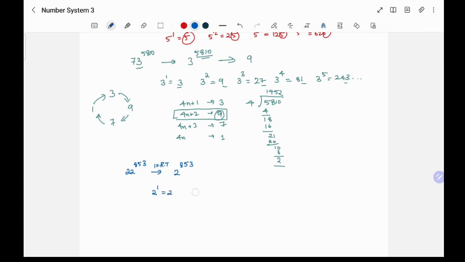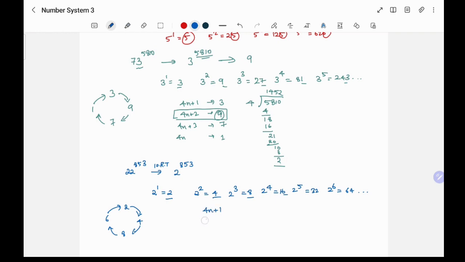2 power 1 is 2. 2 power 2 is 4. 2 power 3 is 8. 2 power 4 is 16. 2 power 5 is 32. 2 power 6 is 64, and so on. Now if you see, it goes in a cycle again: 2, 4, and then 8, and then 6, and then comes back again to 2. So this is also a cycle of 4, right?